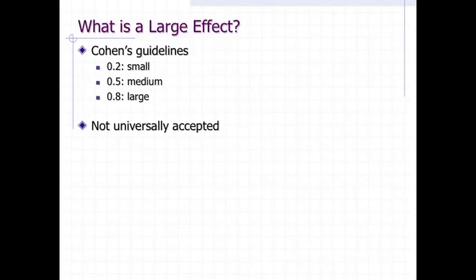It is natural to ask what constitutes a large effect. Although there is no objective answer to this question, the guidelines suggested by Cohen in 1988 that an effect size of 0.2 is a small effect, an effect size of 0.5 is a medium effect, and an effect size of 0.8 is a large effect have been widely adopted. Based on these guidelines, the effect size of 0.87 is a large effect. It should be noted, however, that these guidelines are somewhat arbitrary and have not been universally accepted.